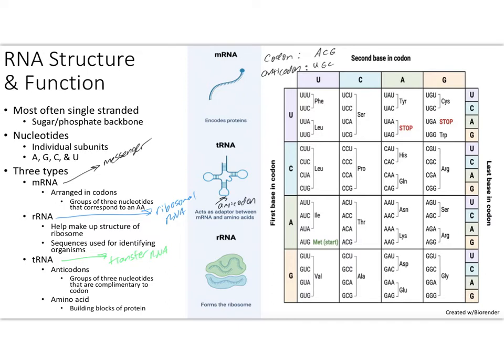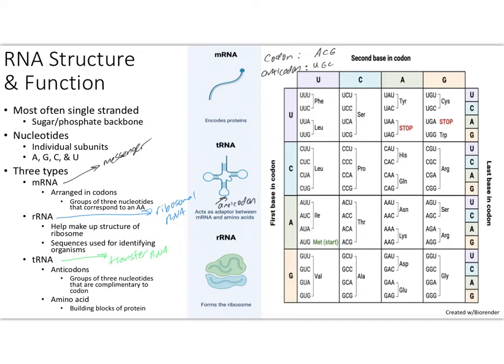But in general, the big stuff to pay attention to on this slide are the 3 types of RNA, their basic functions, and the basic components of them. So we have messenger RNA, ribosomal RNA, transfer RNA. Messenger RNA is arranged in codons, and it will meet up with transfer RNA. The codon on the messenger RNA will attach to the anticodon on the transfer RNA, and this is what allows individual amino acids to be placed in proteins.